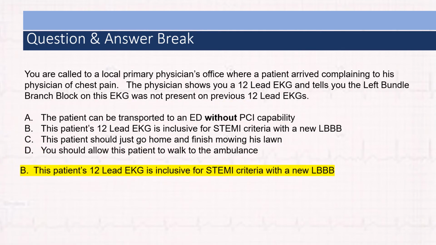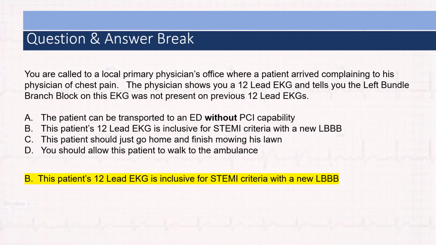If you have chosen B, this patient's 12-lead EKG is inclusive for STEMI criteria with a new left bundle branch block, you are correct. In this particular case, EMS was called to a primary care office to take care of a patient that was being assessed by their own physician. This happens quite frequently. Patients either go to their primary's office or they may go to an urgent care that they visit often as they don't have a primary.